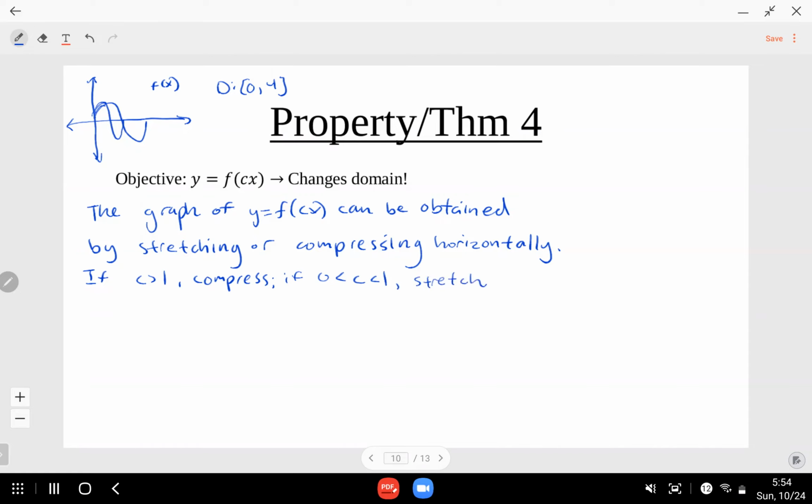Okay, so now what happens when you have y equals f of negative x? What happens then would be this: you're going to reflect over the y-axis now instead of reflecting over the x-axis. So if this is our original graph, then this would be our new graph. We would reflect over the y-axis. That's how we calculate f of negative x.